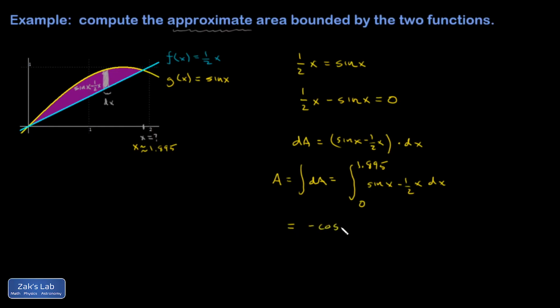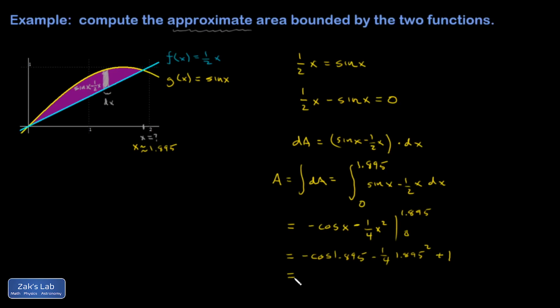So I get negative cosine x, and then minus 1/4 x squared, evaluated from 0 to 1.895. I plug in the upper limit, and I get negative cosine 1.895 minus 1/4 times 1.895 squared, minus what I get in the lower limit. So the minus is going to put a plus on both of these, and when I plug in 0, I get cosine of 0, that's plus 1. And then this term vanishes when I plug in 0 for x.